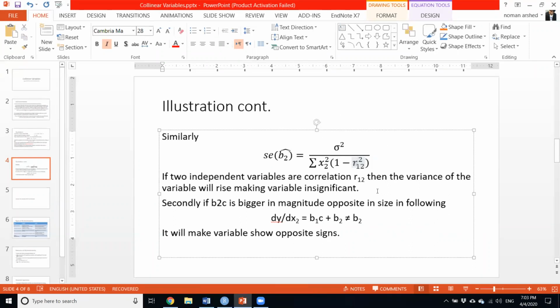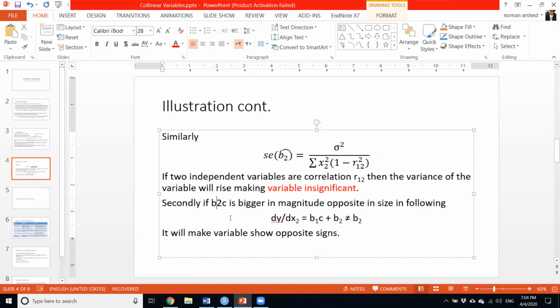So it means increase in correlation leads to increase in standard error, which will make our variable insignificant in the estimation results. So we already know the significance depends upon larger value of slope and smaller value of standard error. So it means multicollinearity also increases standard deviation.